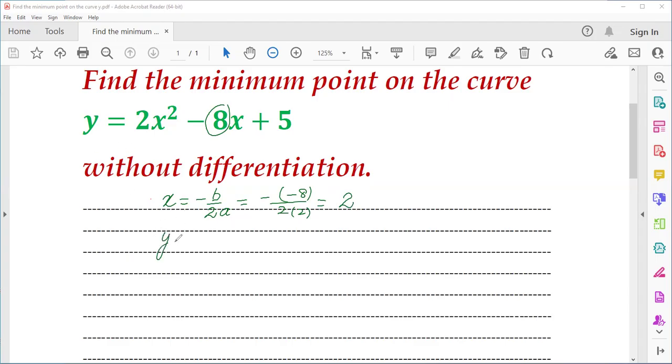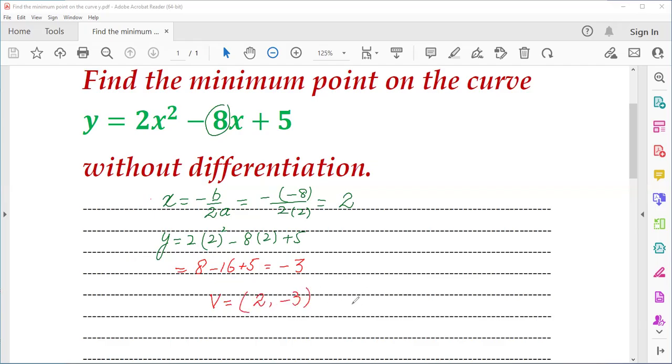So I will get the value of y by substituting: 2 times 2 squared minus 8 times 2 plus 5. I will use a different color over here, suppose red. It becomes 2 times 4 is 8, minus 16 plus 5. So 8 plus 5 becomes 13, and 13 minus 16 becomes minus 3. So the vertex becomes (2, minus 3).